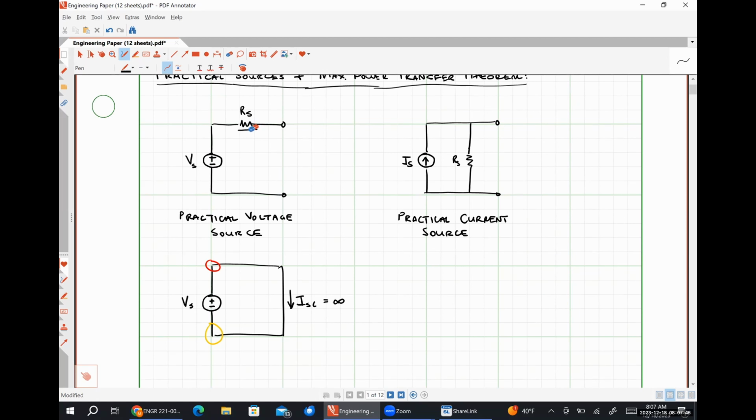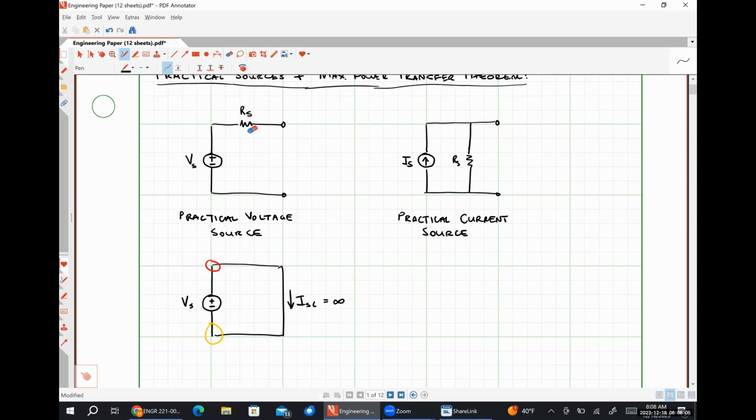Typically speaking, for a well-designed voltage source, which are not the DC power supplies that we have in this room, by the way, the source resistance is usually going to be on the order of milliohms. It's going to be very, very small.